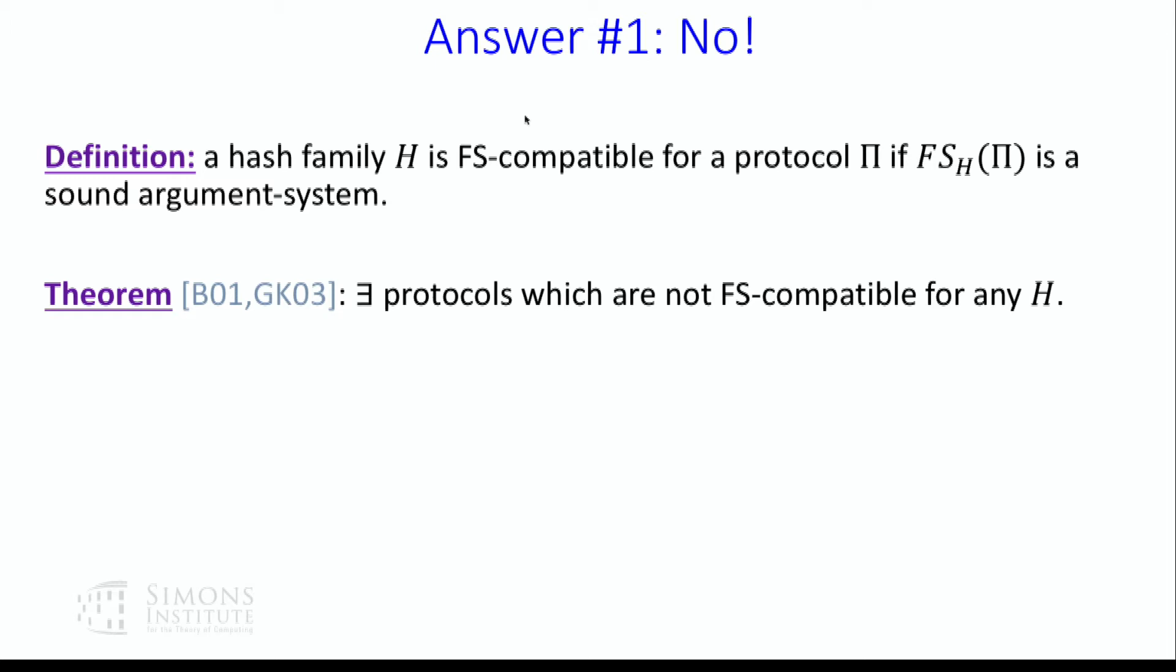But there are such protocols such that for any hash function H, or any family of hash functions that you want to sample H from, the Fiat-Shamir protocol is provably insecure, unsound. So that's super unfortunate. On the other hand, the only protocols for which we have unconditional counterexamples to Fiat-Shamir are quite contrived, not something that you would actually use.